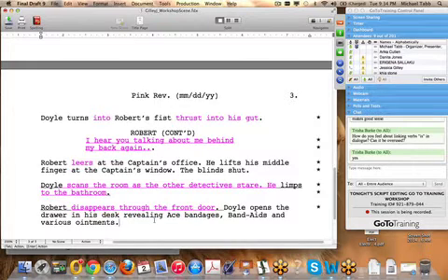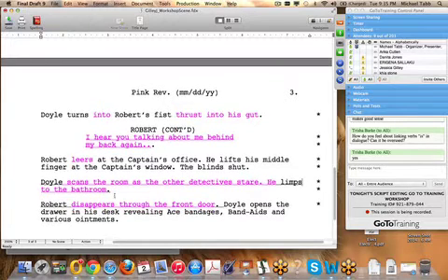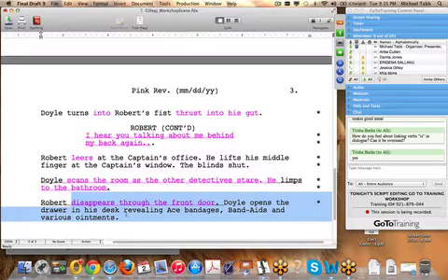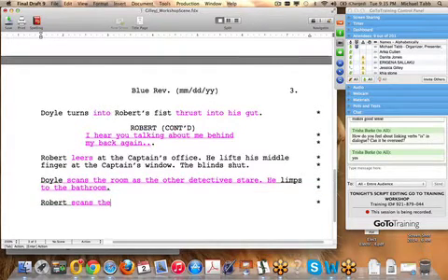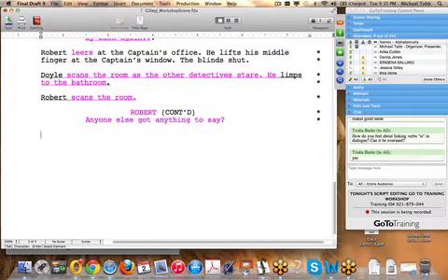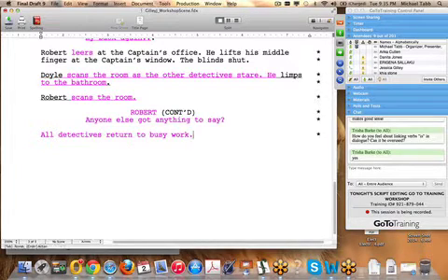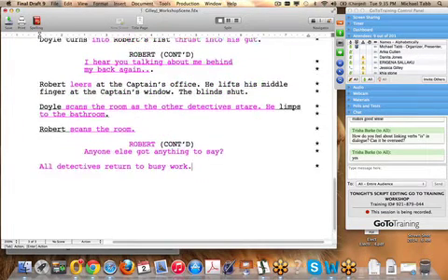Disappears. Doyle opens the drawer to his desk, revealing ace bandages. I don't think we need to look at ace bandages and band-aids from being hit in the stomach because you can't put any of that on his belly. Right. You see what I mean?